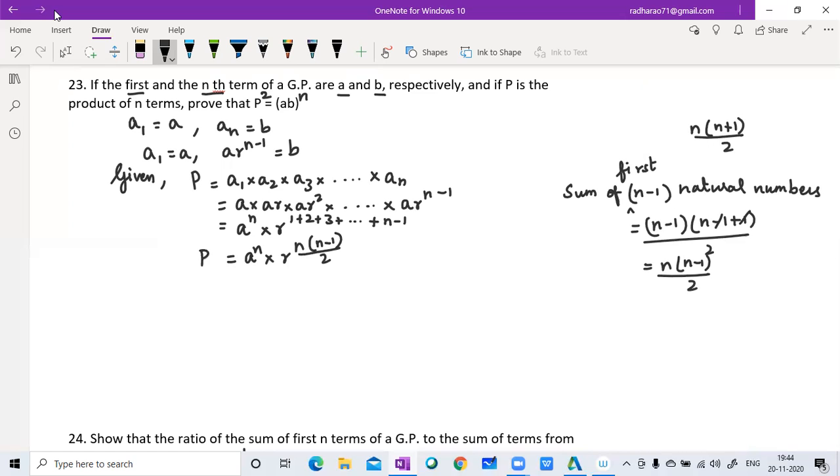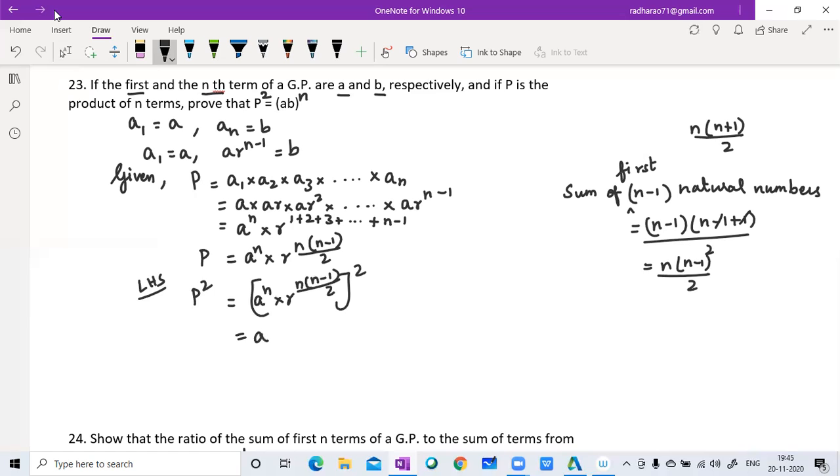But what is supposed to be proved? P squared is equal to AB the whole power n. So I want P squared. So let me take the LHS, P squared. I am squaring this on both the sides. So when I square P, it becomes P squared. When I square this, it is A power n into R power n into n minus 1 by 2, the whole squared. So what happens?